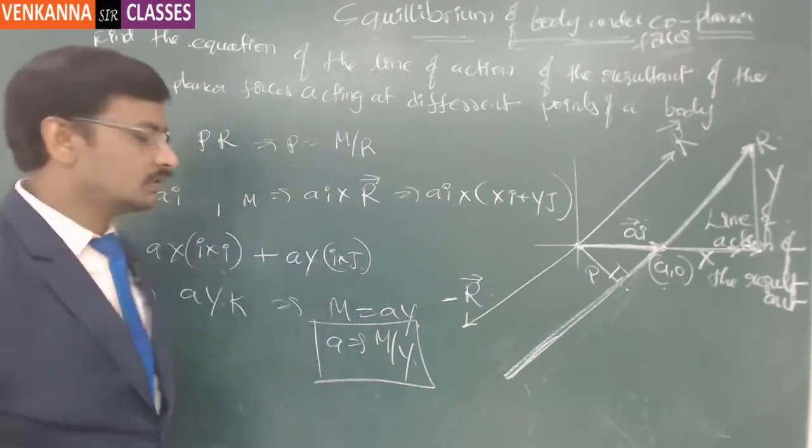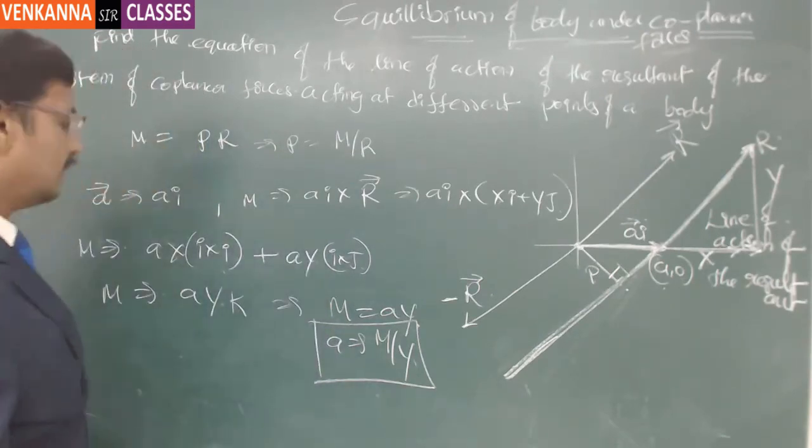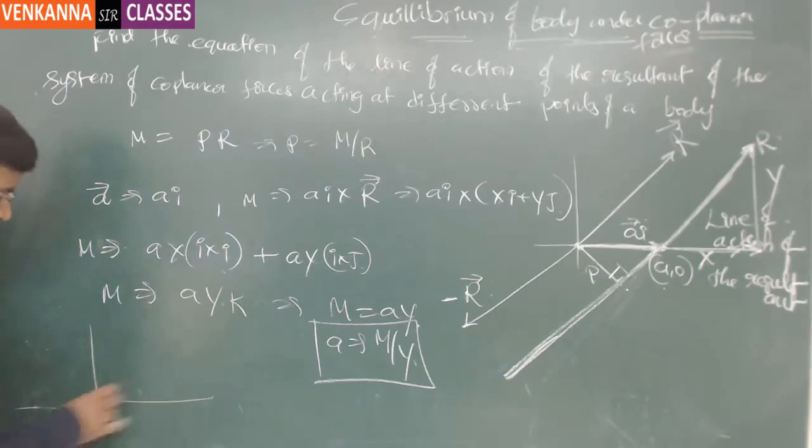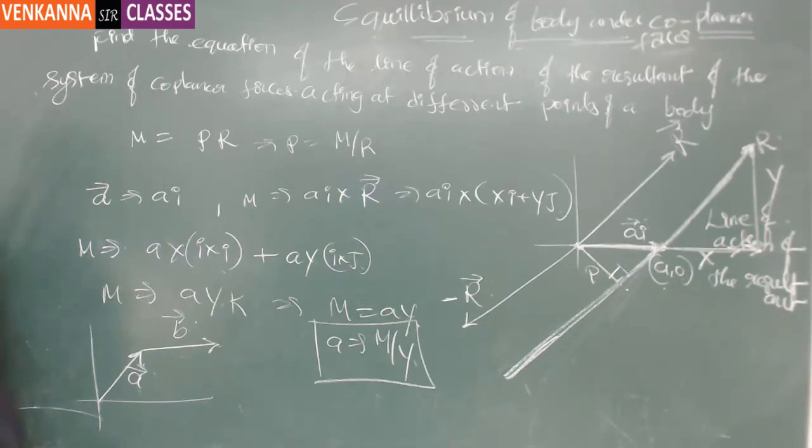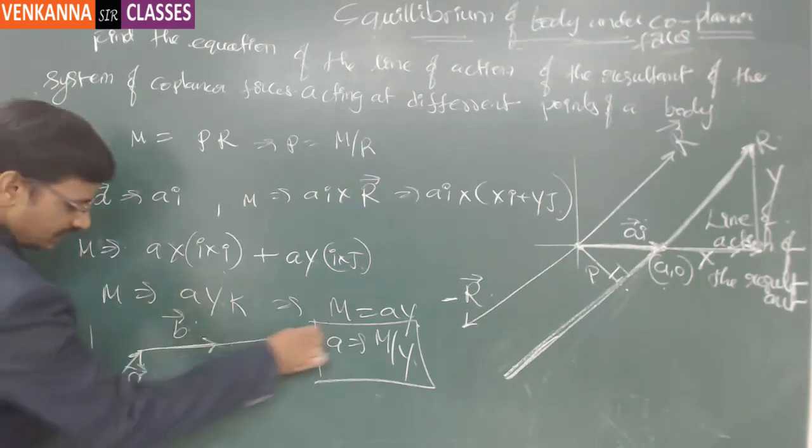Okay, so let me give the idea of vector equation of a straight line. Suppose there is one vector A like this and there is one more vector B like this. Now the vector equation of the straight line along B and passing through a point with a vector tip of A, this straight line equation can be treated as, so this is the straight line equation.